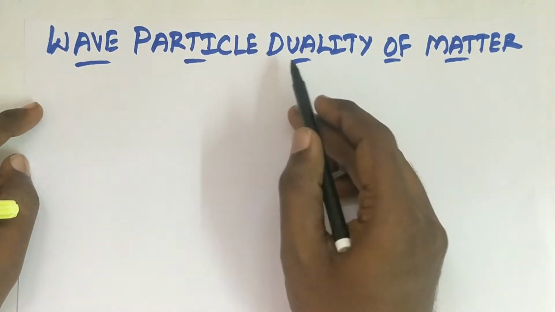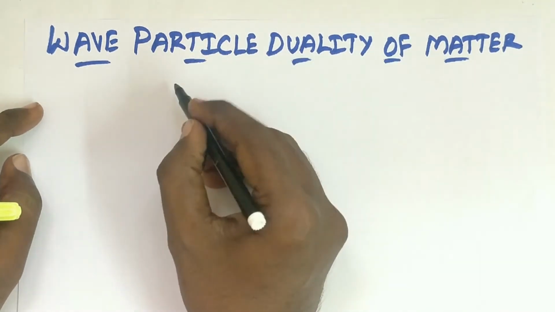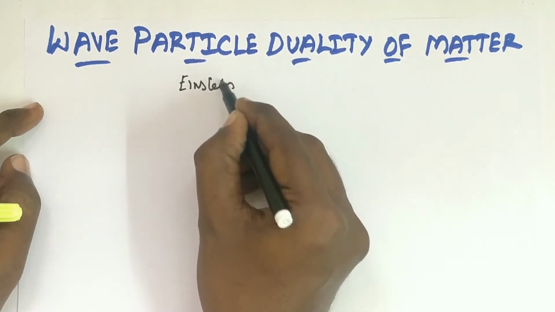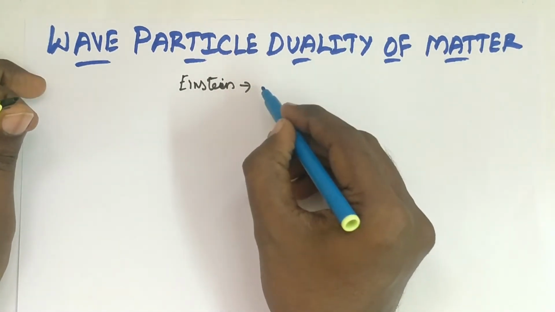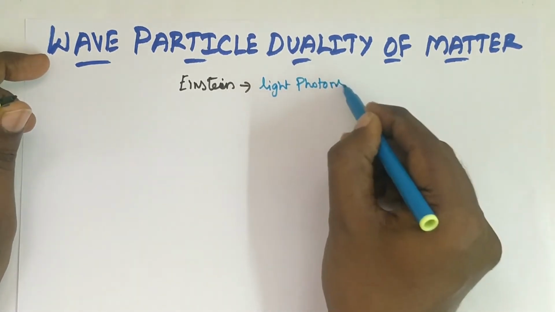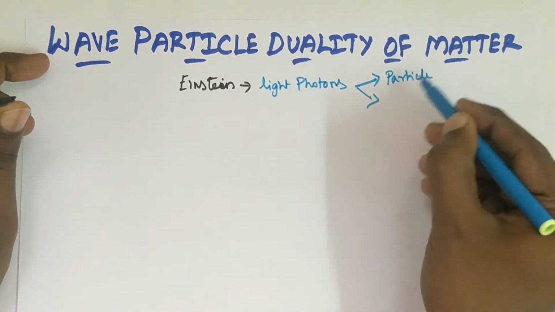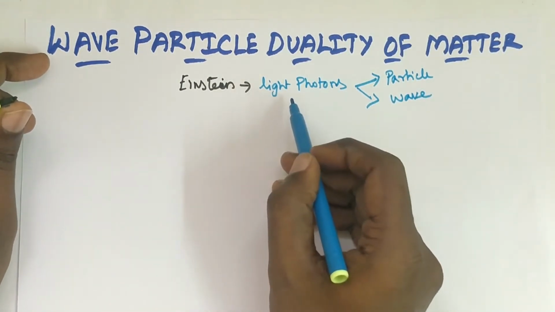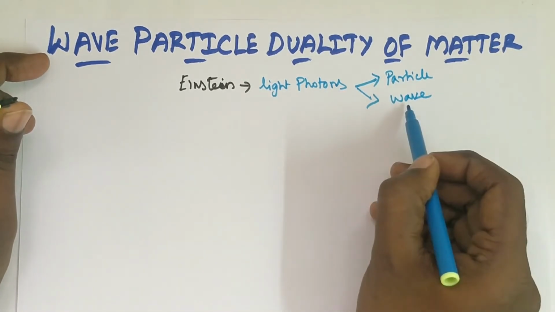So the next topic is wave-particle duality of matter. Duality means two. It was first proposed by Albert Einstein. He proposed a dual nature based on light photons, which means light photons have both particle character as well as wave character.